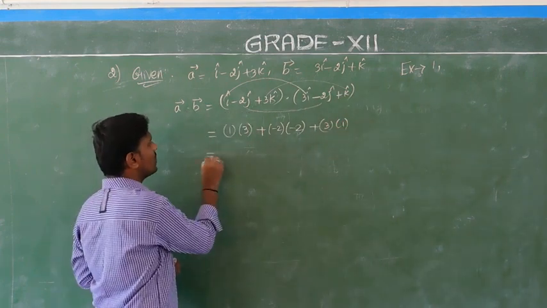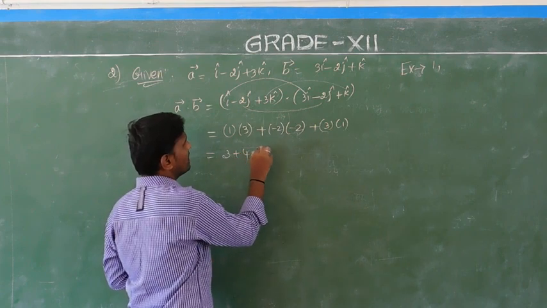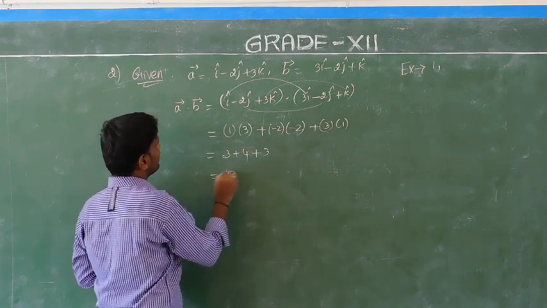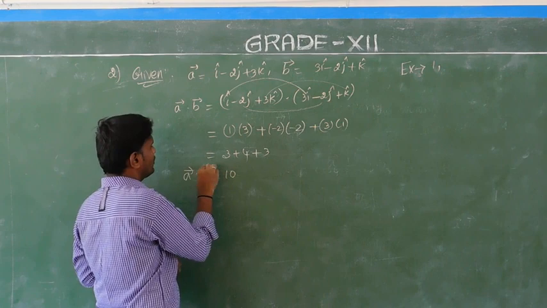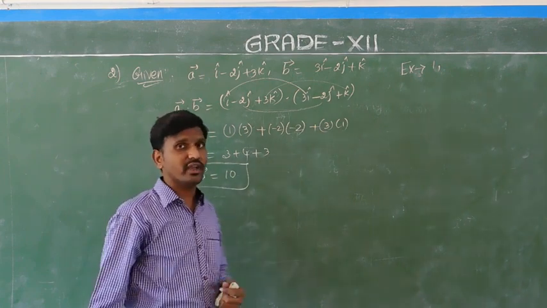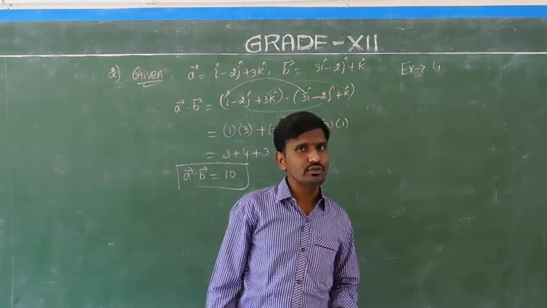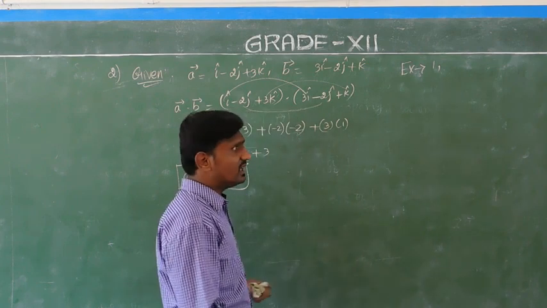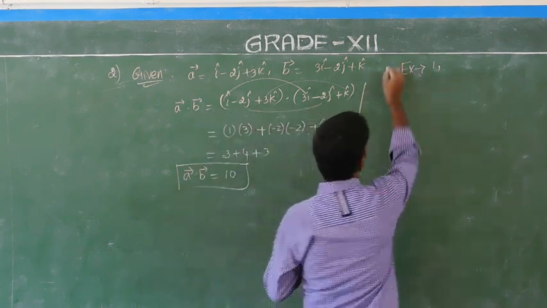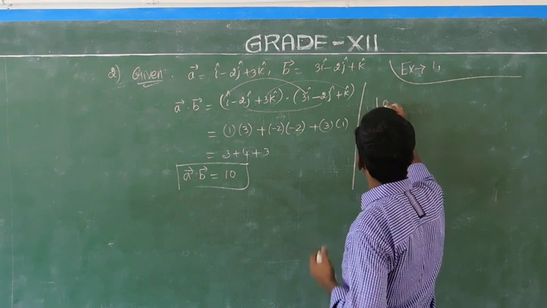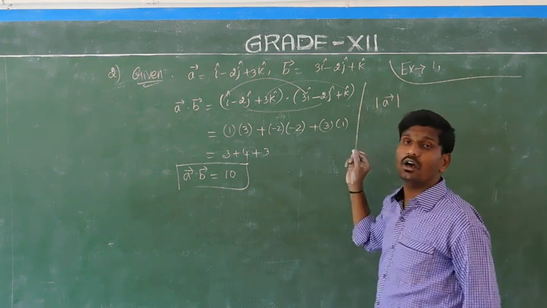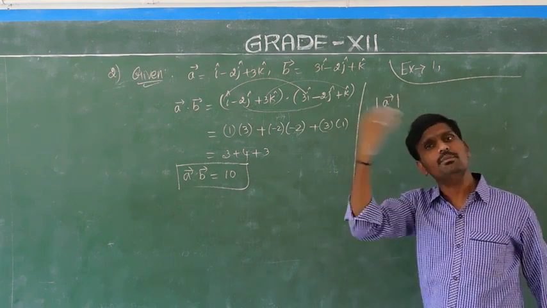Now simplify this: 1 3s are 3, 2 2s are 4, 3 1s are 3. So the answer is 10. So what is the dot product of the given two vectors? A dot b equal to 10. Okay, so that's done. And next we have to move to the modulus of a vector. We want to find the magnitude of the a vector and b vector.